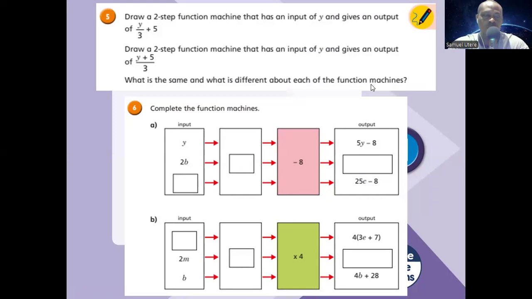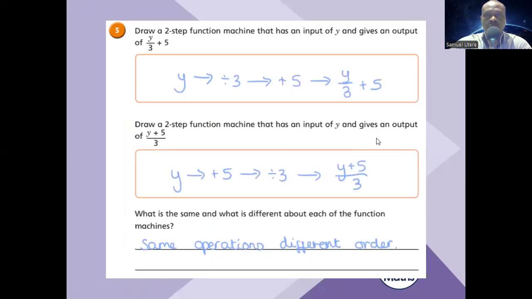Assuming you have paused the video and you've really thought about what you've learned, here are the answers. So here is the answer to question 5.